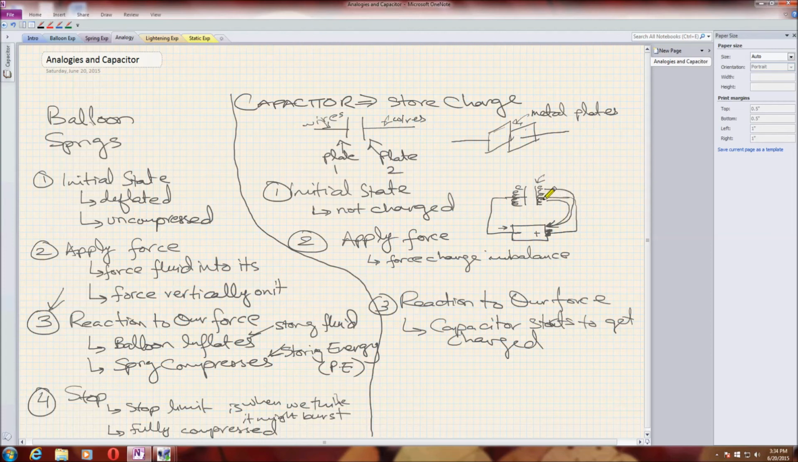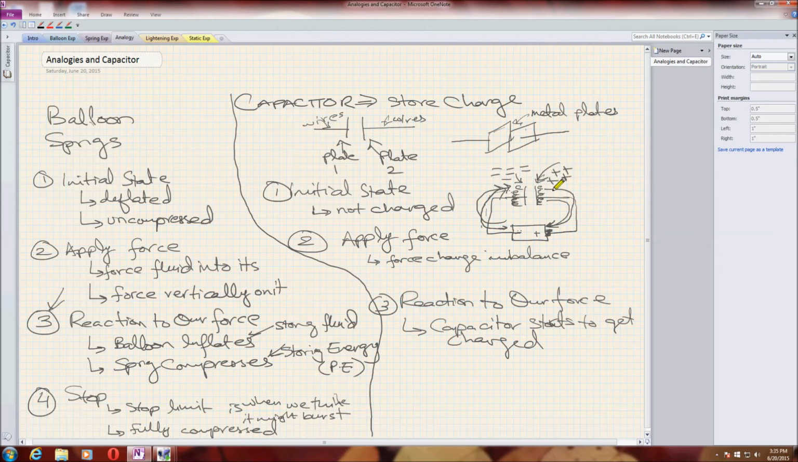A similar effect is happening on the negative side of the battery. That is, all the free electrons in this wire and this plate get repelled by the negative terminal. So now the charges move away from the other side of the battery to this side of the plate. With the passage of time, this plate is becoming more and more negative, and this plate is becoming more and more positive. So this is the reaction to our force.